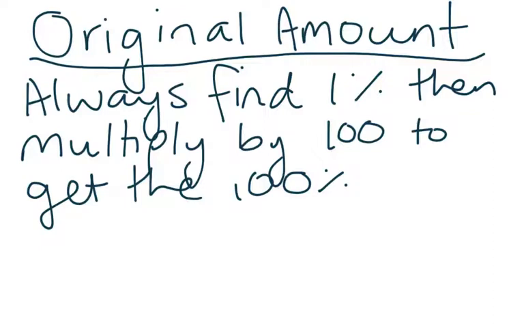Okay, so we always work backwards and we need to find 1%. To do that, we actually have to work out what percentage of the original we actually have at the moment. Once we can work that out, we then divide by that amount to find 1%, and then we can multiply by 100 to find the 100%, which was the original amount. We'll do a couple of examples now.